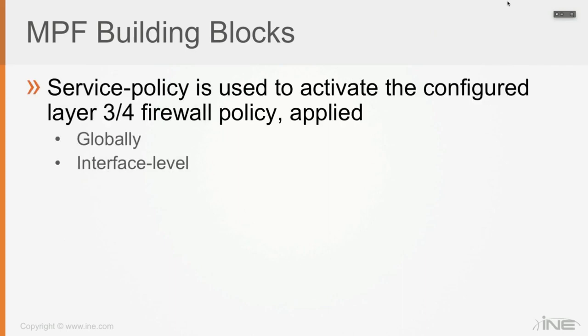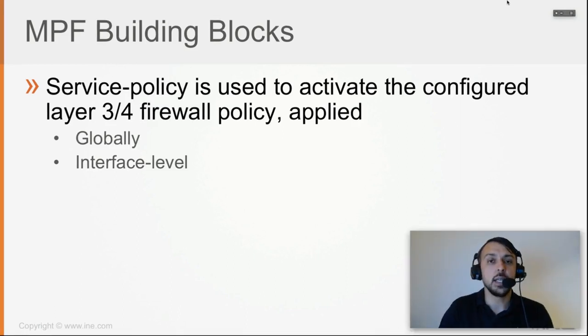And then the service policy is used to activate the configured layer 3, 4 firewall policy. So as you're going to see, just like in the case of zone-based policy firewall, the application inspection configuration is not applied like a firewall rule. It's an additional option to a firewall rule.